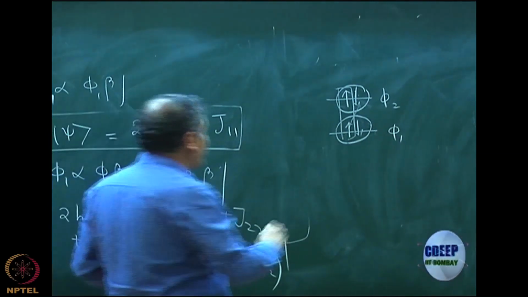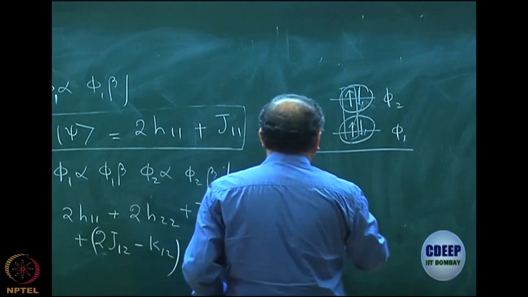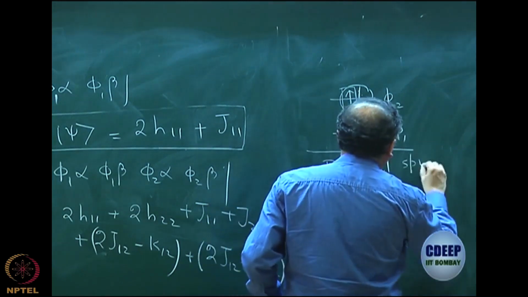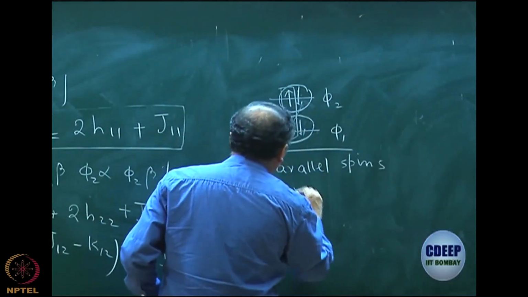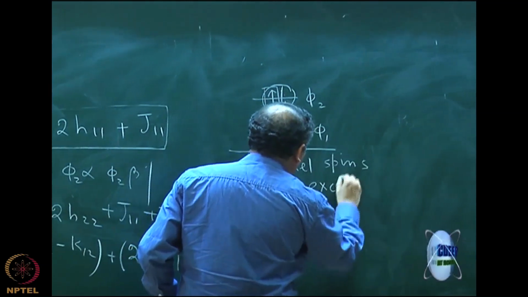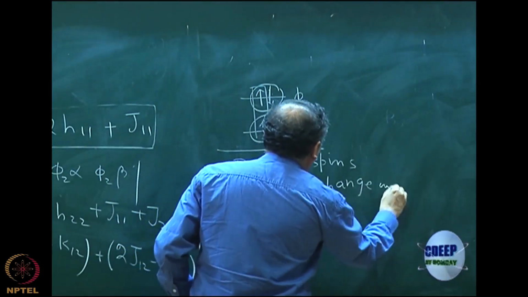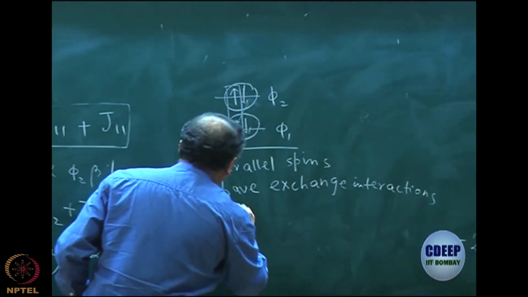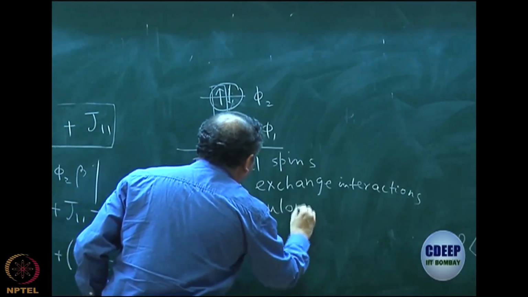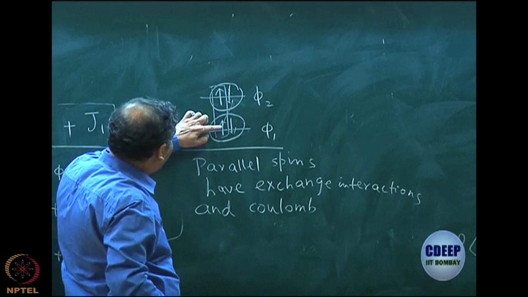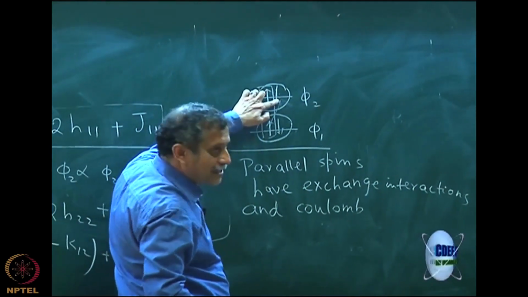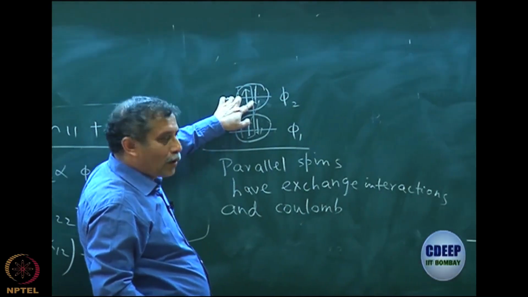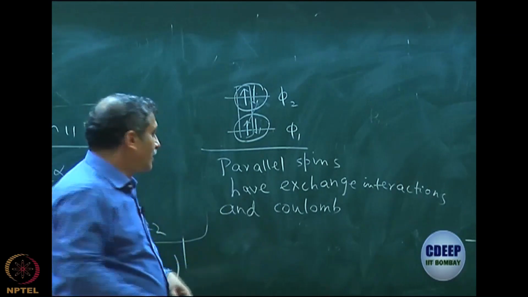Up, up, down, down. So that gives you 2 times K12. One very important piece of physics you get here, that without looking at it, you can actually say that parallel spins have exchange interactions plus Coulomb interactions. So that is how your 4J12 comes. 4J12 came because this has a Coulomb interaction with this as well as this. This has a Coulomb interaction with this as well as this.